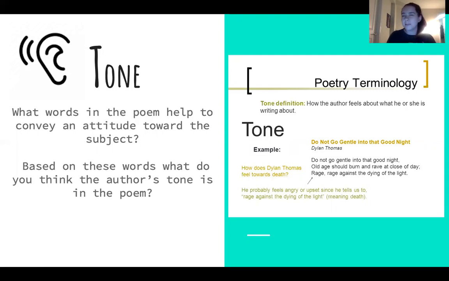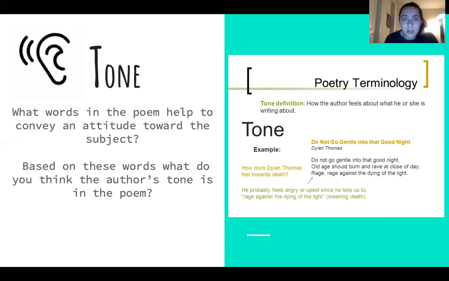So when we're trying to figure out that tone, the attitude of the speaker towards their subject, we want to look at what words in the poem help to convey that attitude. So whenever you're looking at tone, I usually tell you to look through the story and figure out what words really stand out to you. Those words are going to help you figure out the speaker's attitude. And then based on those words, what do you think the author's tone is in the poem?